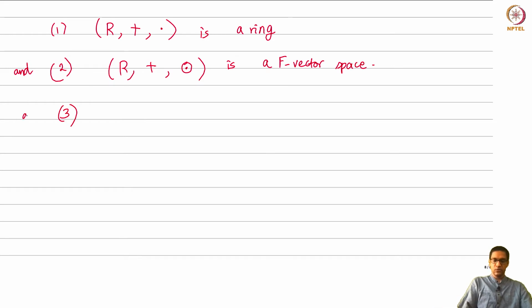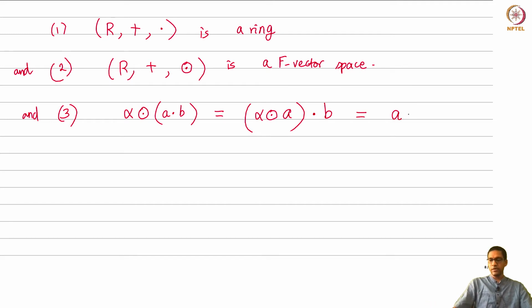So in some sense, it's a ring and a vector space, but the two operations are compatible. And thirdly, the compatibility axiom says that if you scalar multiply a scalar alpha with a product of two elements of the ring, then this is the same as first scalar multiplying A, then multiplying by B in the ring, or multiplying A with the scaled version of B. This should be true for all scalars from the field, for all elements A, B from R. The third axiom is really the compatibility axiom.